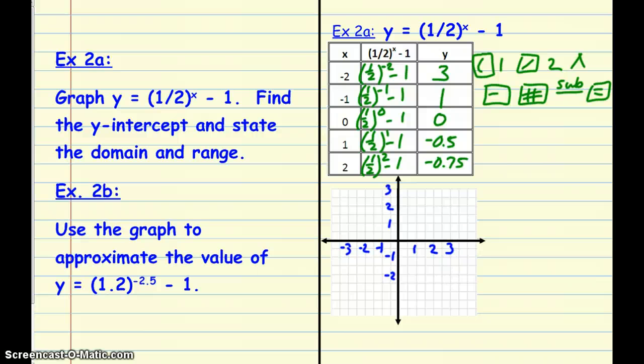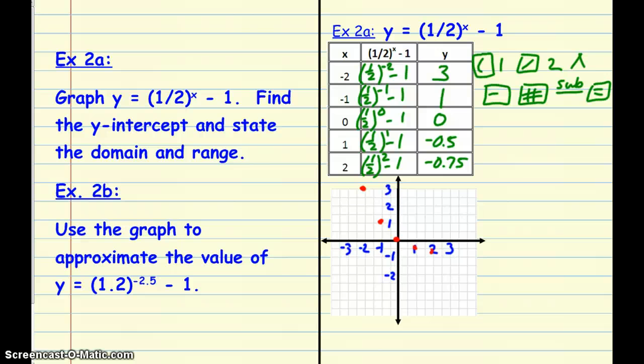We're going to make this graph. In this case, one observation you might have is that these numbers are decreasing. So our swoop is going to be going a different direction. But let's graph our points. So I've already set my scales up on my axes. My first coordinate pair is -2, +3. Then I have -1, +1, 0, 0. And then I have 1, -0.5. So over to 1, down to -0.5 is here. And then over to 2, down to -0.75 is here.